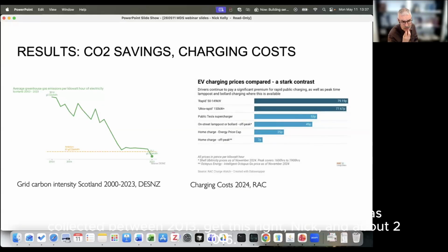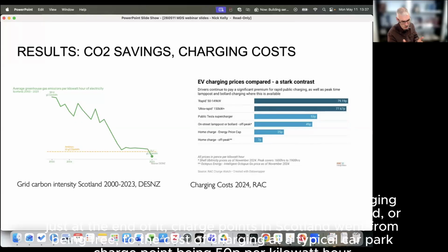So the Transport Scotland data set was collected between 2013 and about 2016. And then the Glasgow data set was 2016 and 2017. So that told us a load of useful information about how often charge points were used, how much charge was taken, when charging started.